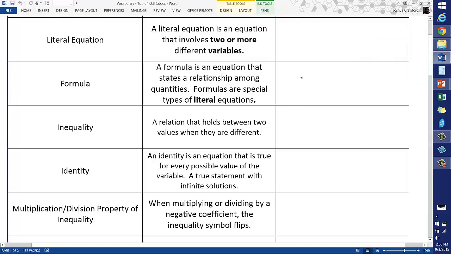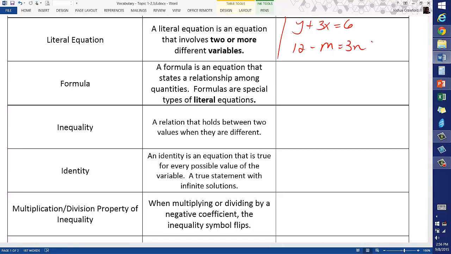What is a literal equation? A literal equation is an equation that involves 2 or more different variables. So for example, instead of having just an x in your equation, you'll have an x and a y. So we could have y plus 3x equals 6. That is a literal equation because we have y and x. Another example could be 12 minus m equals 3n. We have m and n, 2 different variables, meaning it's literal.